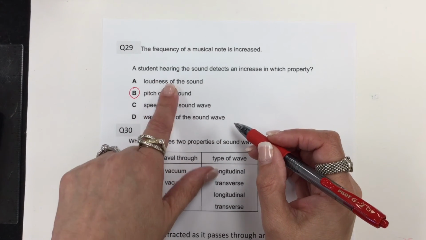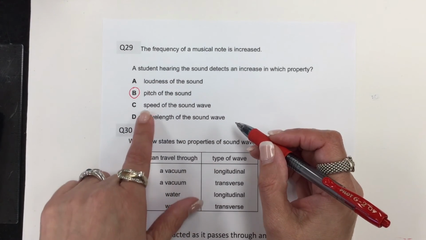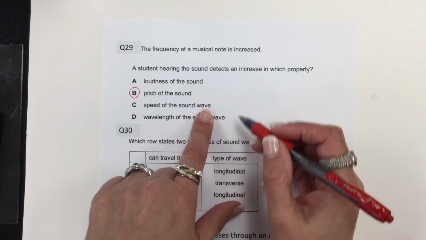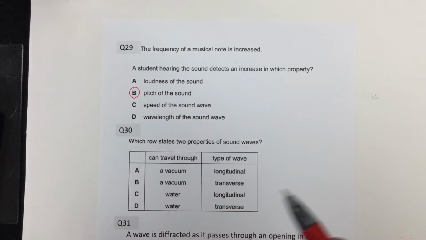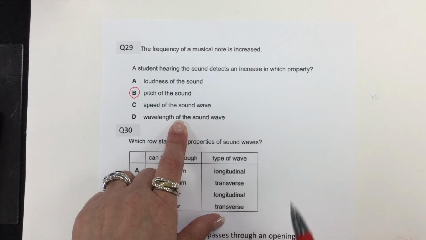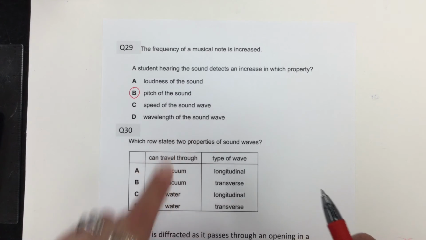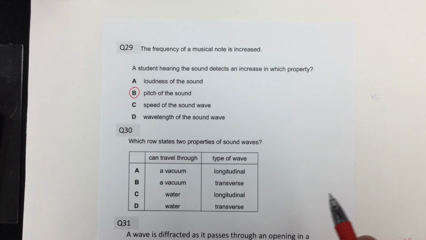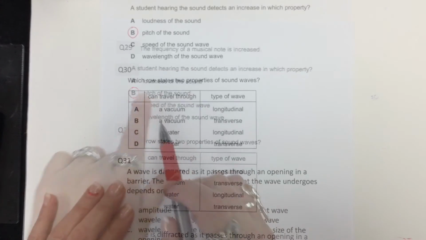Loudness has to do with the amplitude. Speed of the sound wave has nothing to do with how you hear a frequency. And the wavelength is not going to determine how you perceive, how you hear a musical note. It's just the pitch.